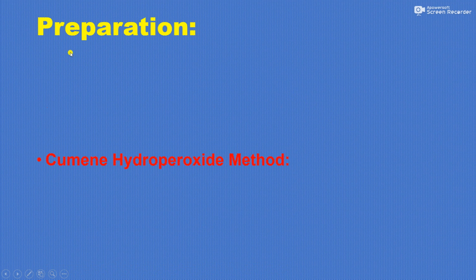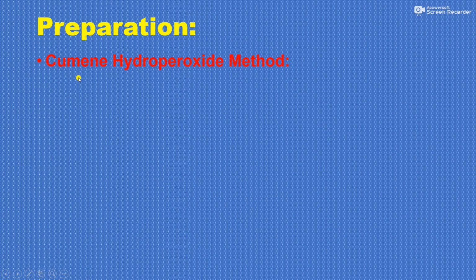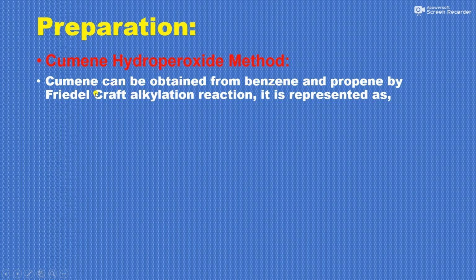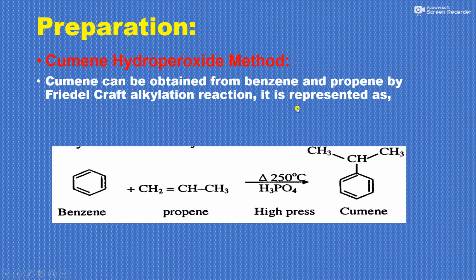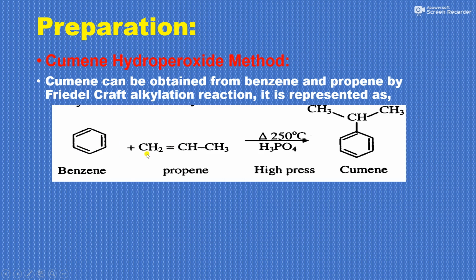So, preparation of phenols. The first reaction for preparation of phenol is via cumene hydroperoxide. In this method, cumene can be obtained from benzene and propene by Friedel-Crafts alkylation reaction. It is represented as below. So this is benzene. Benzene is reacted with propene in presence of phosphoric acid, H3PO4, at elevated temperature, 250 degrees Celsius. In the first reaction, we get isopropyl benzene, that means cumene.